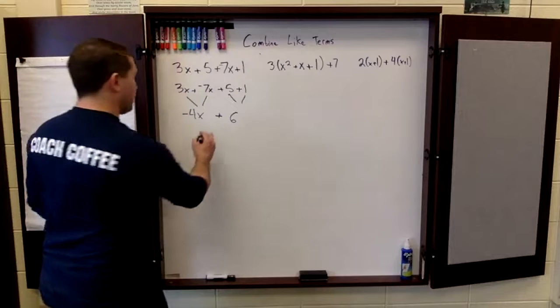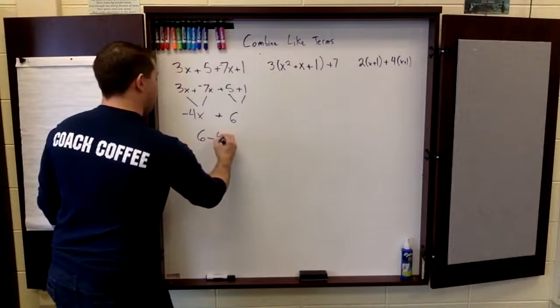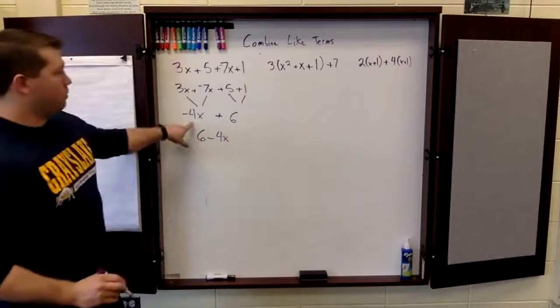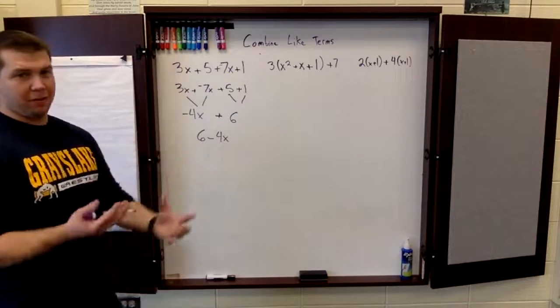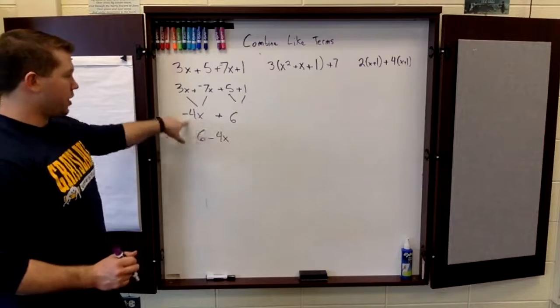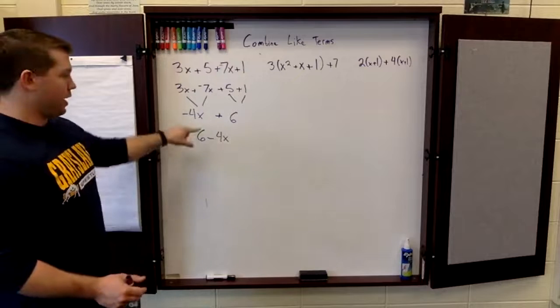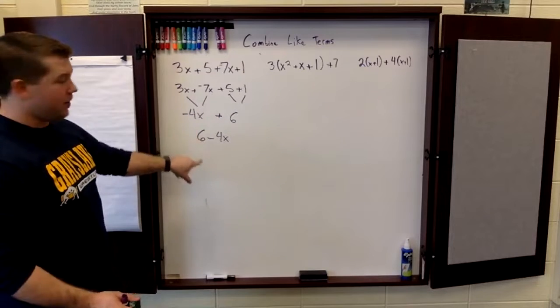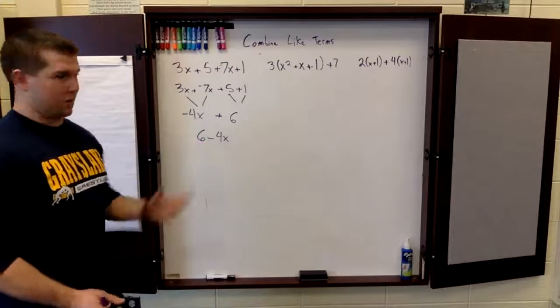I could also write this as 6 minus 4x. Like I said, order doesn't matter when you're dealing with addition. As long as I make this a negative, I can move it around. But if I want to put it back and make it even simpler, I can do 6 minus 4x because it's the same thing.